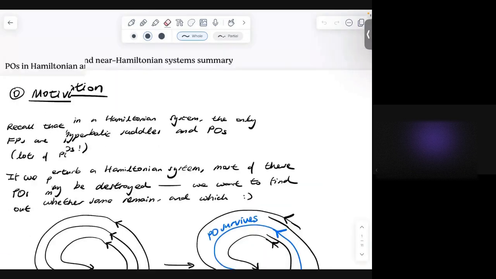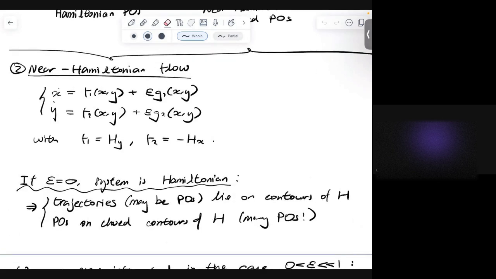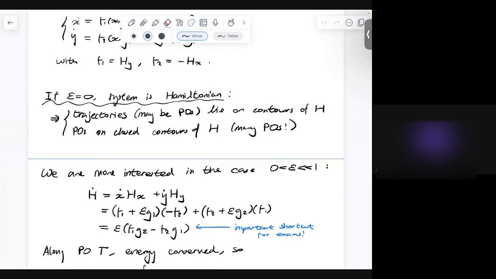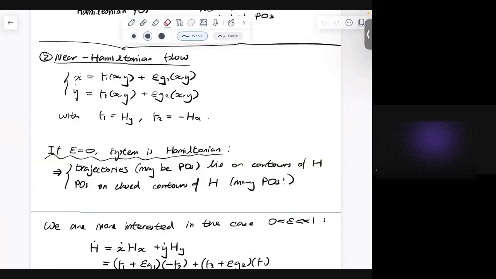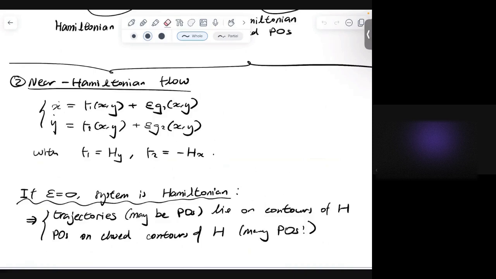I've numbered this wrong, please ignore that. We're going to look at what a near-Hamiltonian flow is. First of all, we'll look at what the Hamiltonian flow is. A Hamiltonian flow is a flow of this form, but with epsilon being 0. So the system is defined to be Hamiltonian with x dot being equal to the y partial derivative of H, and f2 being negative of the x partial derivative of H.